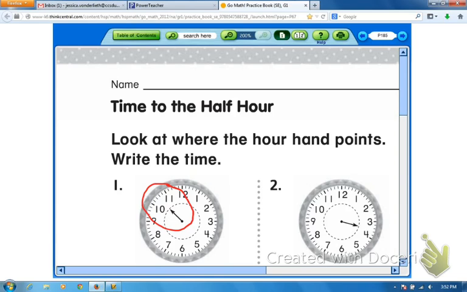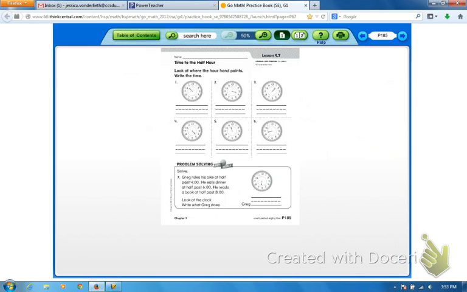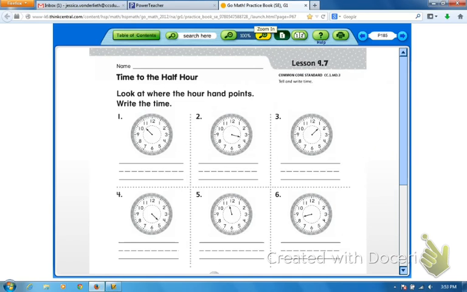They can just put, if I zoom back out, whoops, there we go. So here they can write it out two different ways. It looks like on the homework they're wanting them to write it out in words. So they would write it as 10:30.